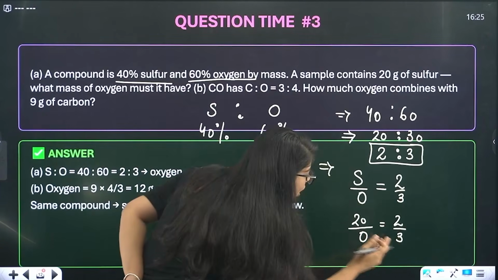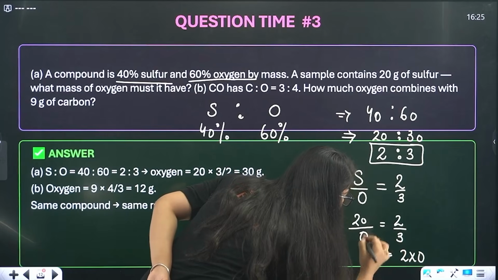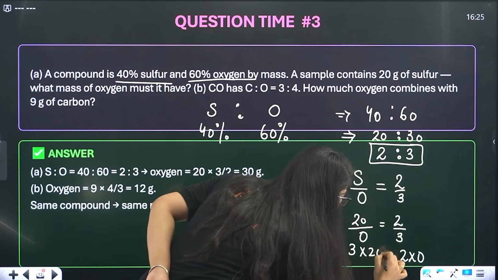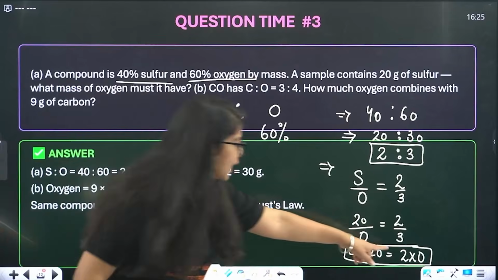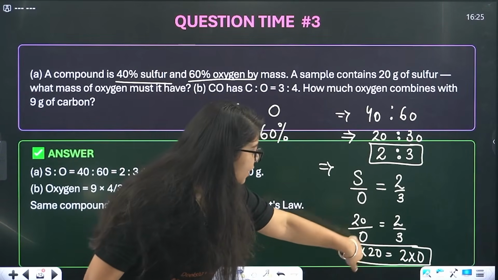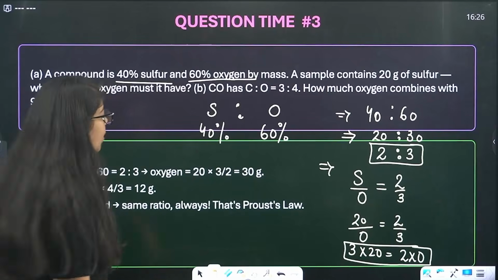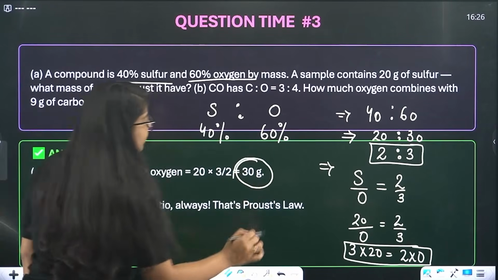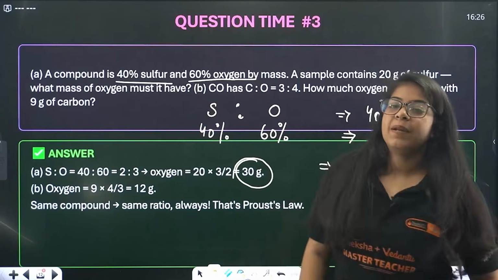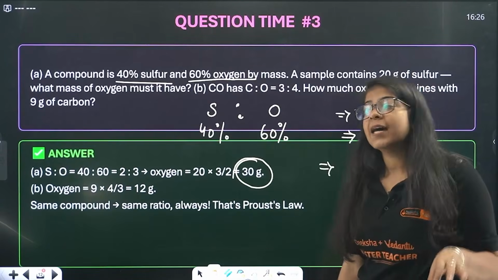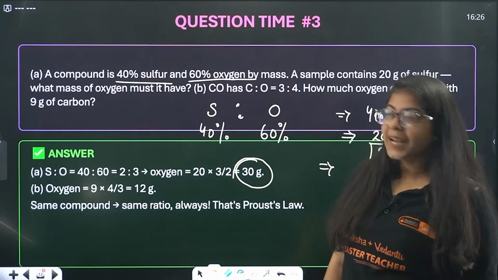So if I just solve it, 2 into O equals 3 into 20, right? If you solve it, just do the calculation, the 2 will come in the division and cancel with 20 to give 10. So 30 gram will be your answer. 30 gram of oxygen will be present in this compound, which has 40% sulfur and 60% oxygen, right?